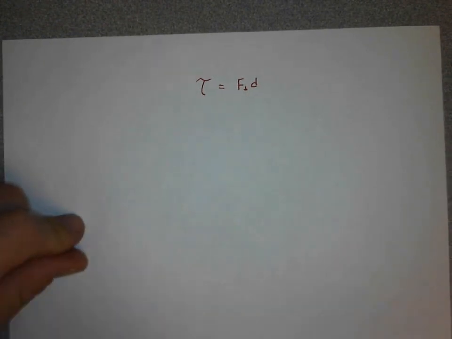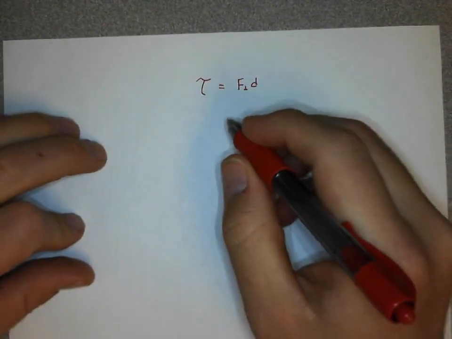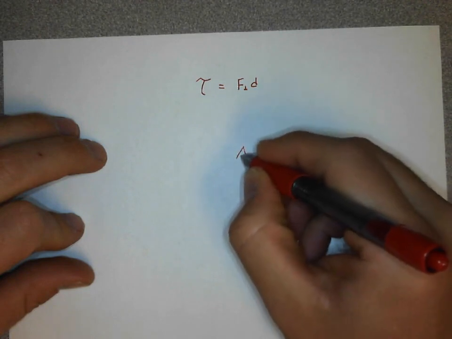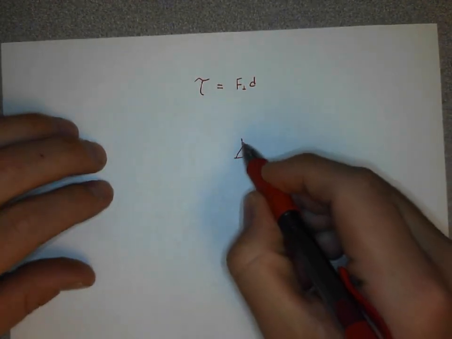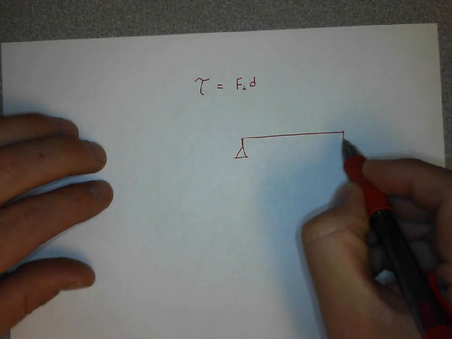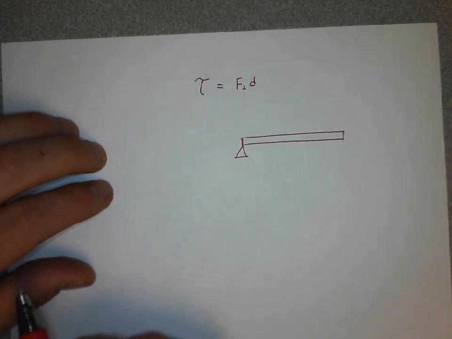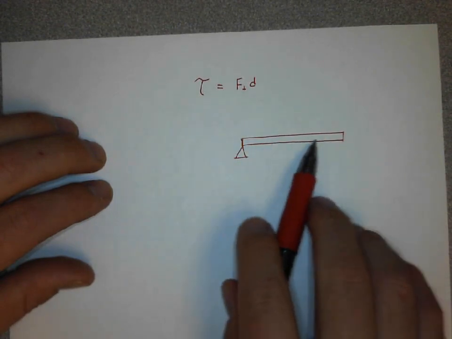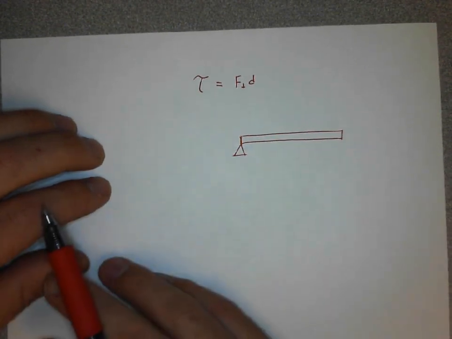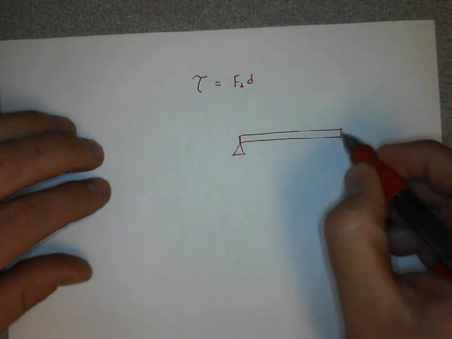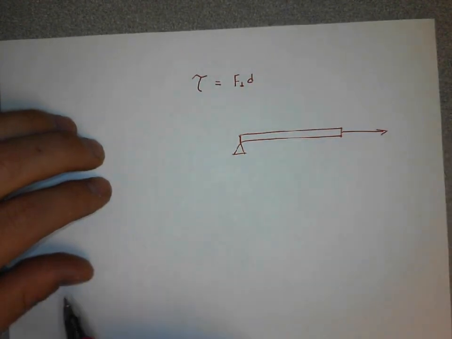Well, let me draw an example. Let's say I have a pivot here. Let's say I've got something stationed to the ground and I've got a bar. I can apply a force at any point along this, right? But let's say I apply a force here at the end, but I apply it this way.